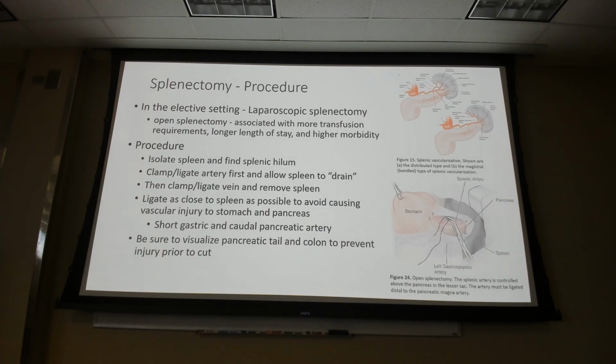All right, and we're not going to get too in depth on the procedure. You don't need to know exactly how we're going to do this surgery, but this just gives you an idea of how it's performed and what we do for it. We prefer for it to be in the elective setting because then we can use a laparoscopic technique. Typically the open splenectomy is used more for the trauma patient, and that's going to be your exploratory laparotomy that they're evaluating it for. But if you do have to do an open, you are going to have a lot more bleeding, longer length of stay, and higher morbidity.